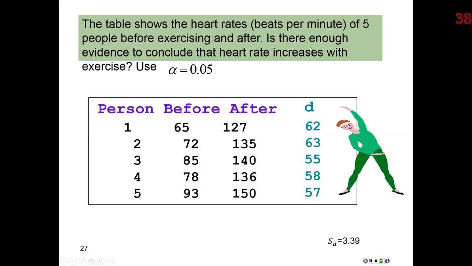Now, what is it they're asking you? Is there enough evidence to conclude that the heart rate increases with exercise? So what would I put for my null and alternative hypothesis? Well, my null is that they're equal. There's no difference between the 2, right? If that's the case, what happens when you subtract 2 numbers that are the same? Okay, let me show you this way. This is something from your algebra class. Let me get a marker.